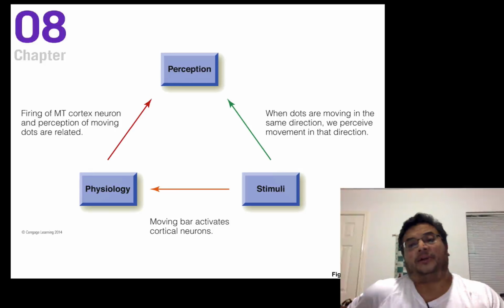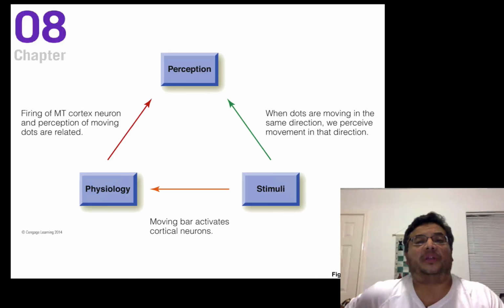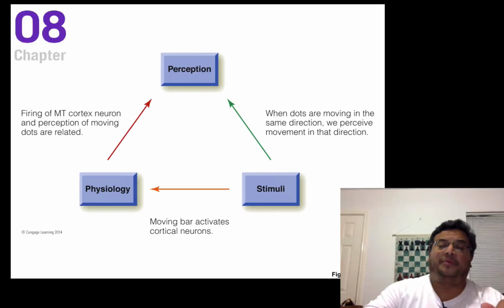The stimuli also activate the physiology in very specific ways. So the stimuli activate cortical neurons, and the firing of those cortical neurons in the medial temporal area and the perception of the dots are related. So we have this relationship, this correlation essentially, between the stimuli, the physiology, and what we're perceiving.